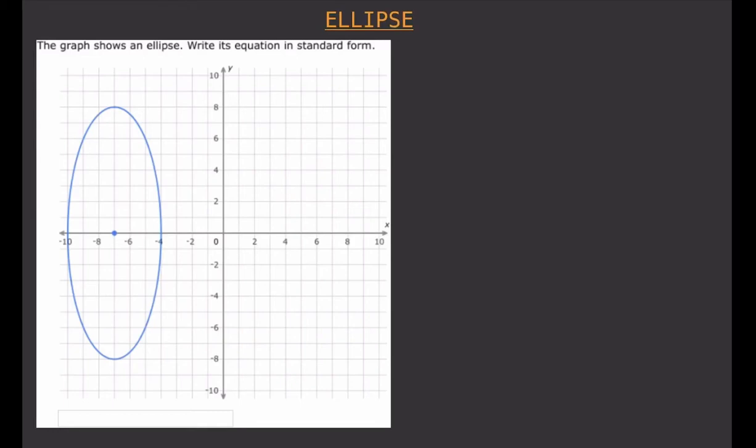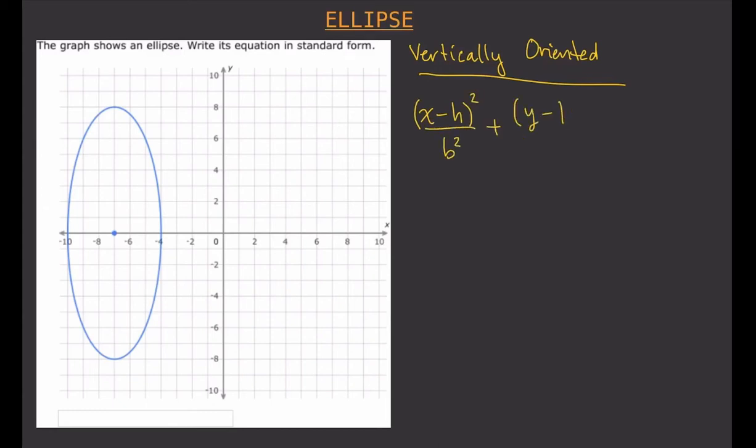So remember that for a vertically oriented ellipse, and in this case this is a vertically oriented ellipse, the equation is x minus h squared over b squared plus y minus k squared over a squared equals 1. So that's the equation that we're looking at. To write the standard form, we just have to determine h, k, b, and a, and that's it, right?